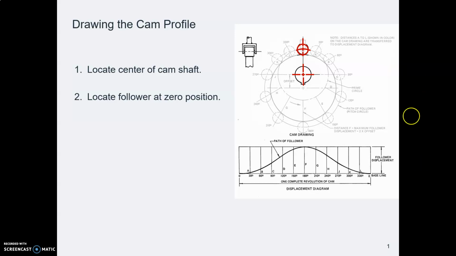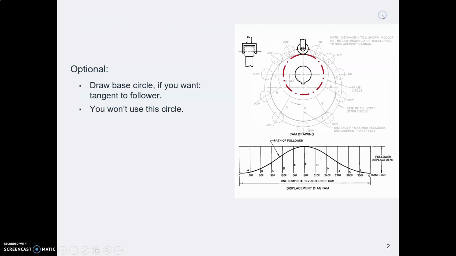So we'll start out with thinking about how to draw the CAM profile. And you'll start with the center line of your shaft, because that's the point around which your CAM rotates. And you'll start with one follower in what you call the 0 position. Where is it starting from?